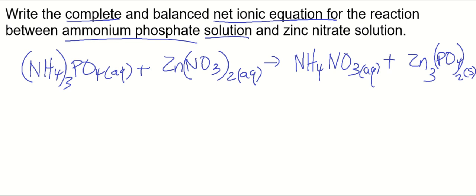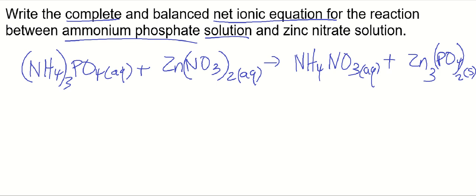All right, we got 3 ammoniums on the reactant side and only 1 on the product side. So we're going to need a 3 over there. That's going to update the nitrates to, oh, yikes. Okay, hold on, let me back up here.